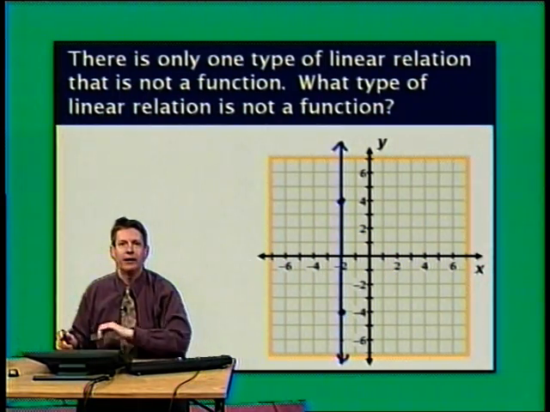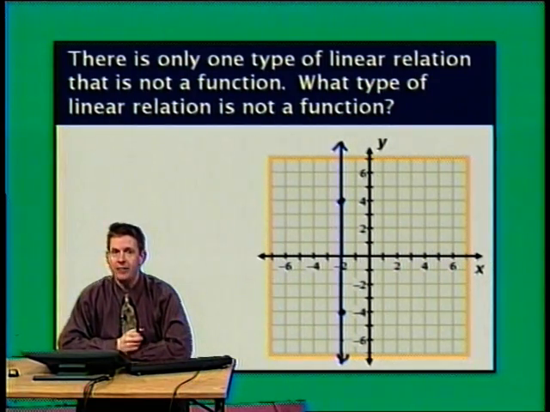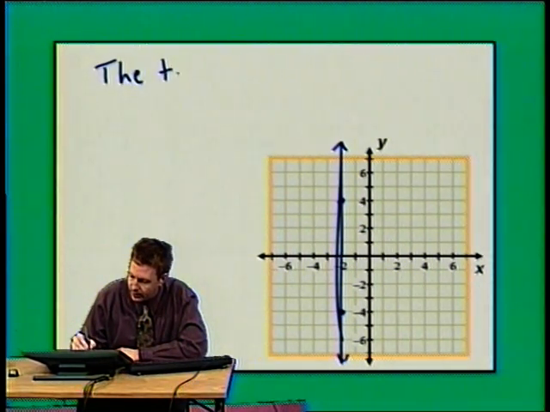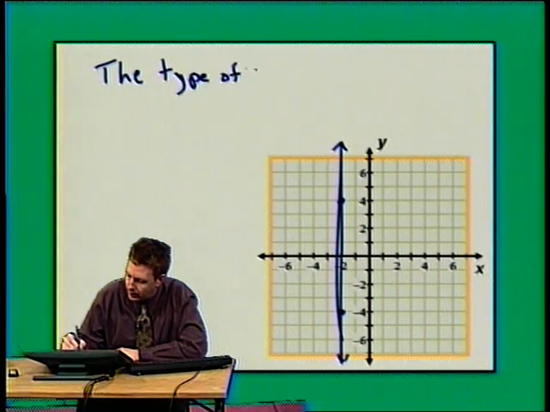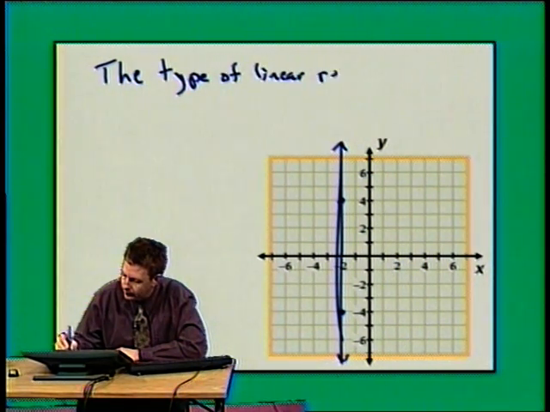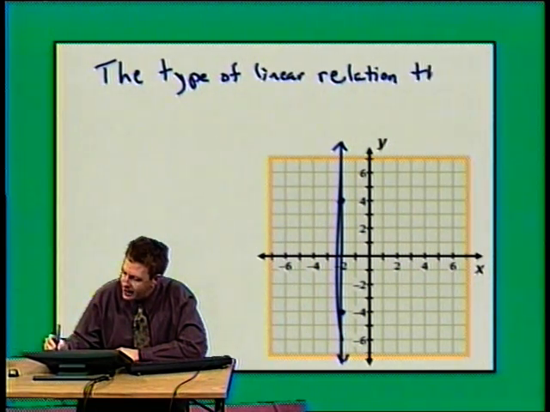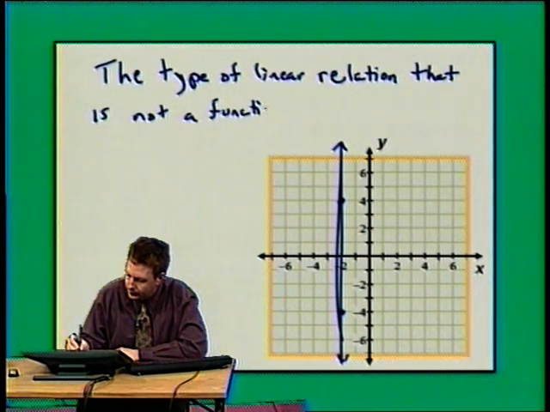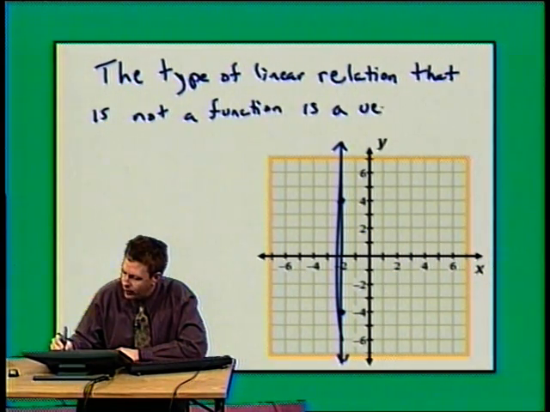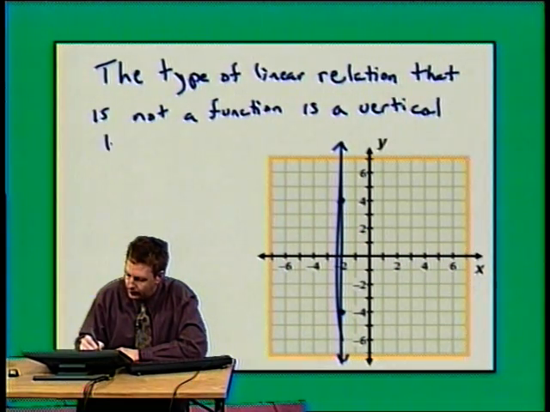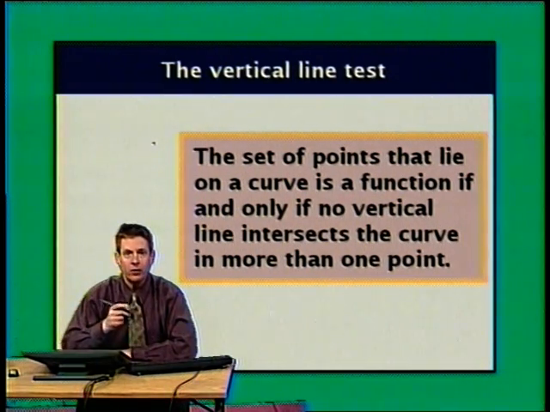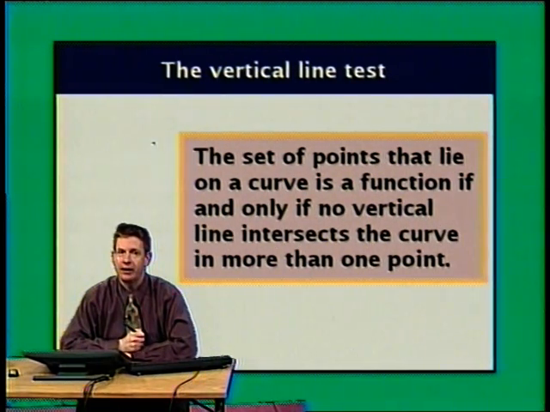We get a vertical line. And it turns out that anytime you connect 2 points with the same first coordinate, you get a vertical line. So the type of linear relation that is not a function is a vertical line. Vertical lines have other purposes when you're talking about functions.